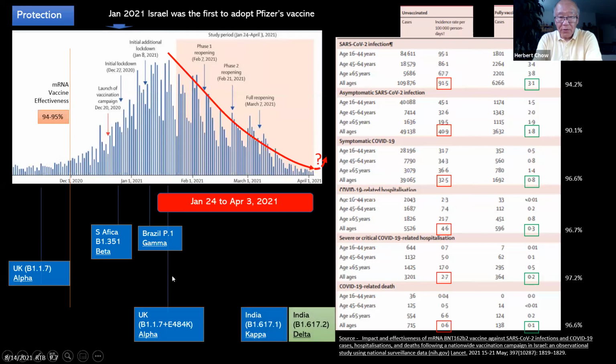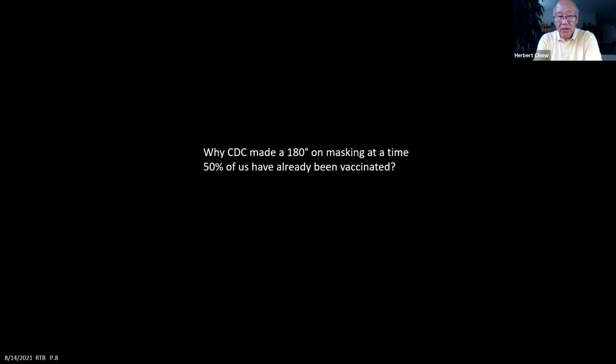Now, of course, we have a different question. When this study was done, the Delta variant was just coming up the ranks. So I'm sure a lot of these data don't really include Delta patients. What happened now is that we are in the Delta era. So we have to go back to this question.